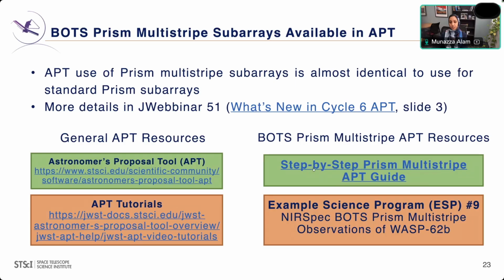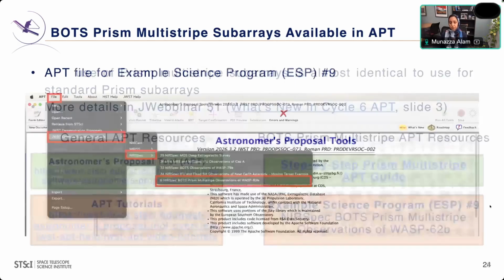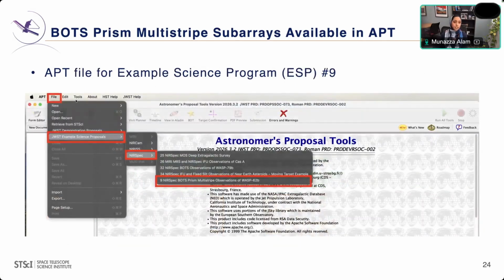This is the link to the JWST step-by-step PRISM multi-stripe APT guide, which walks through setting up the APT file for example science program number 9. And if you wanted to take a look at that file directly, you can load it from the APT proposal library. You go to File, JWST example science programs, and NIRSpec in the menu. It should be available for you.